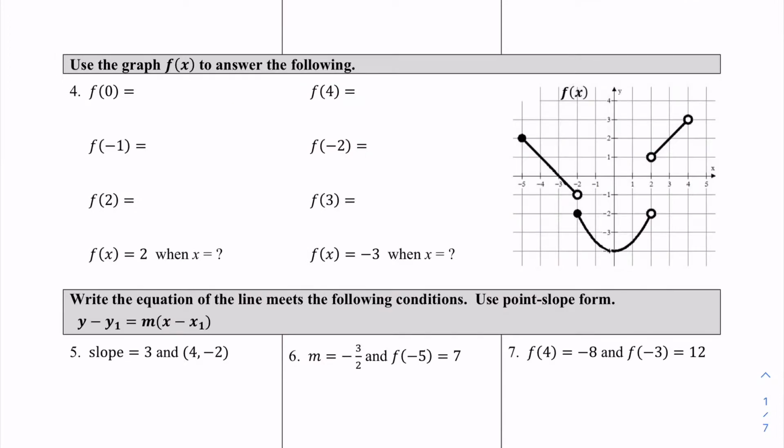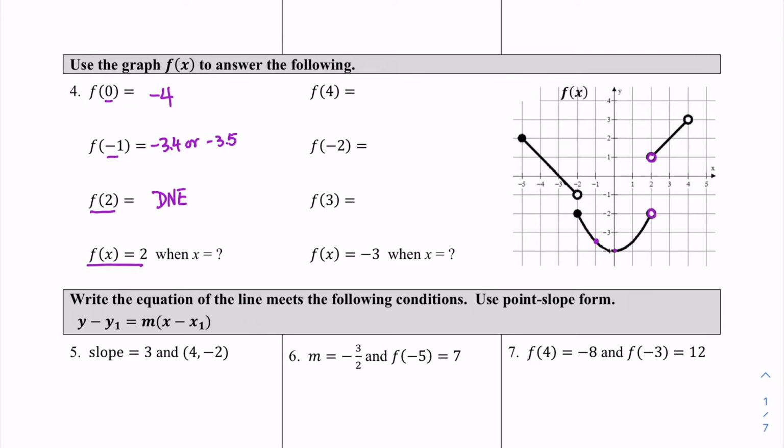Problem 4. Given the graph on the right, f(0) equals -4. f(-1) equals -3.4 or -3.5, so it's an approximation. f(2), if you look at the function, both are circles, so the function doesn't exist at that point.